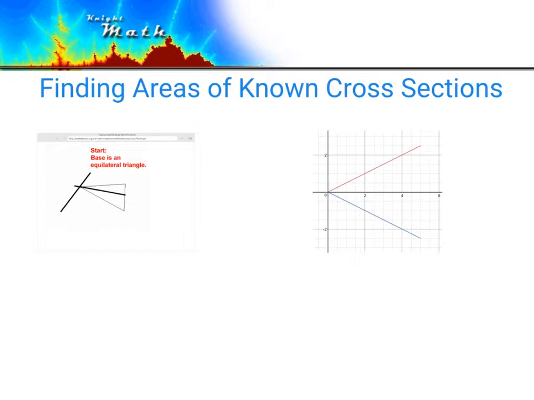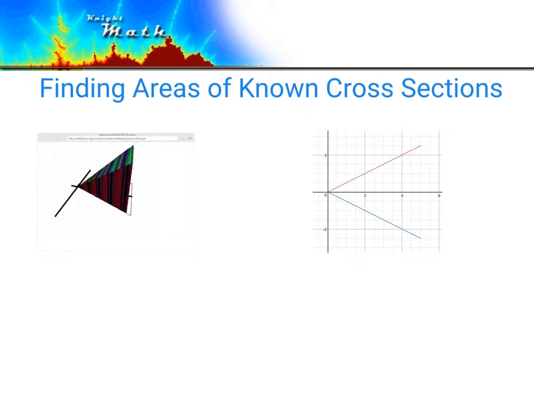All right, in this video, we're going to take a look at some areas of some known cross sections. And we've got some nice graphics, compliments of mapdemos.org. And here we have a three-dimensional solid that's being made. It's being made by stacking squares on top of this triangle made by two lines, okay?